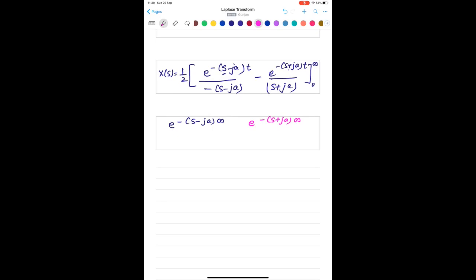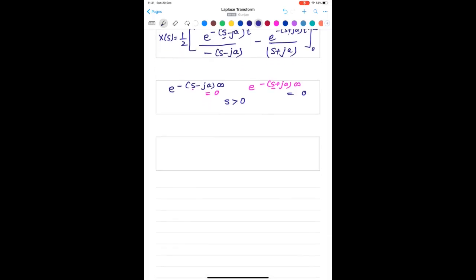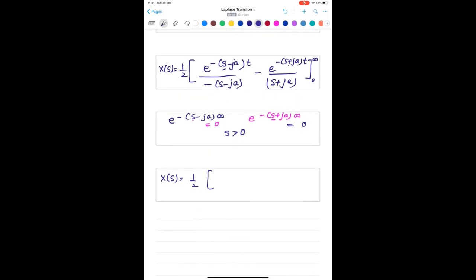So we have to take into account only the real part. So in order for this to be equal to 0, and in order for this to be equal to 0, we must have a condition that s must be greater than 0. So we can say for both of them that x of s is equal to 1 by 2. The upper limit will be solved due to this, that it is 0.